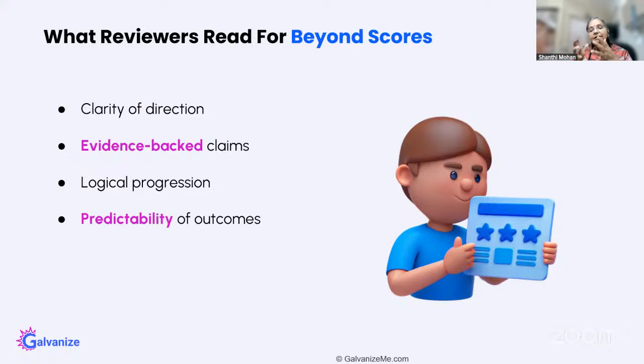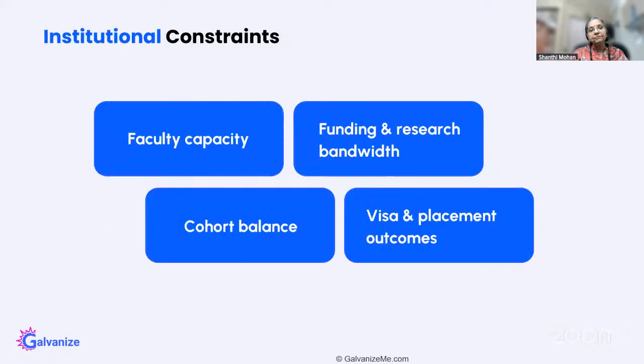The final is predictability of outcomes. So from your profile, they will know, oh okay, this is the kind of student and this is what they are capable of. Yes, my cohort requires these sort of students. So this is what typically happens with your application, beyond all the information that you are sharing. They are going to dig deep into your profile and find out.